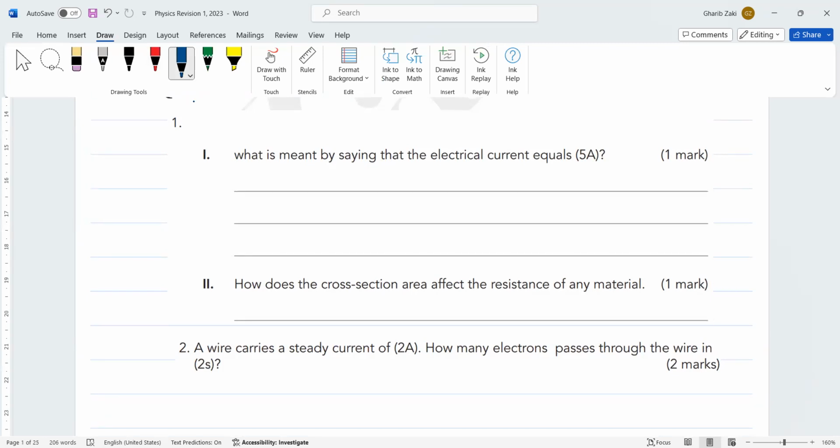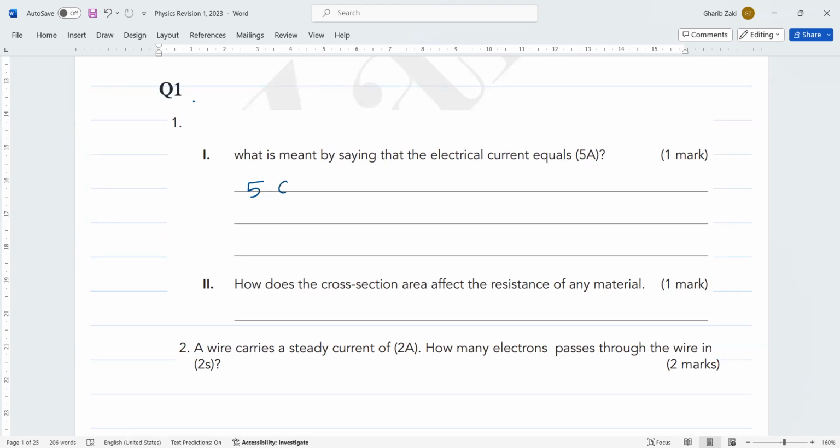Okay, what is meant by saying that electrical current equals 5 ampere? It means 5 coulomb of charge pass through a point in just 1 second. So we write it means 5 coulomb of charge pass through a point in just 1 second.